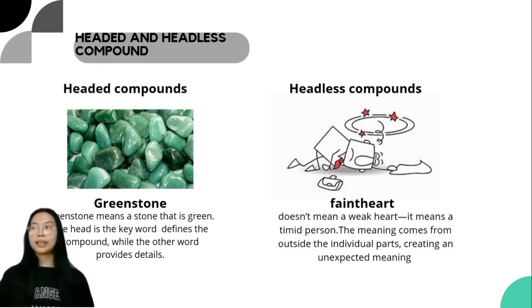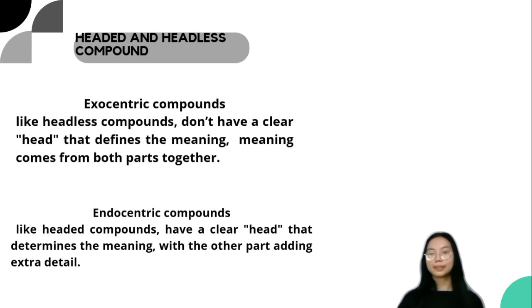In the other example, pickpocket. Pick is a verb meaning to steal, pocket is a noun, but pickpocket doesn't mean a type of pocket, it means a thief. So the meaning of headless compounds comes from outside the individual parts, creating a new or unexpected meaning. And the last, exocentric versus endocentric compounds.